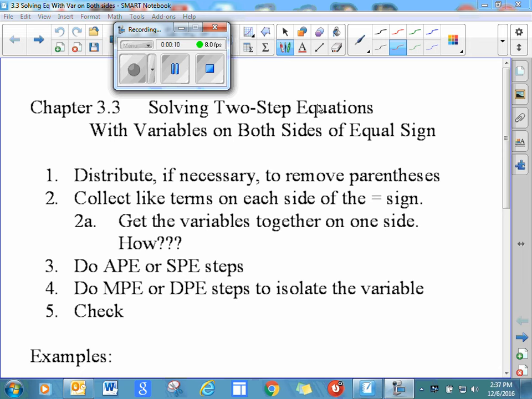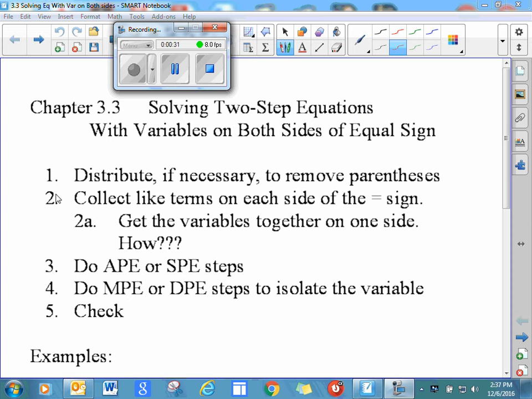We're continuing to solve these multi-step equations, and we've got one more type of equation that we need to learn how to do. A lot of this is going to look really familiar to you because 3.1 and 3.2 are going to be a part of solving these equations in 3.3 as well. But there is something a little bit different with these equations.